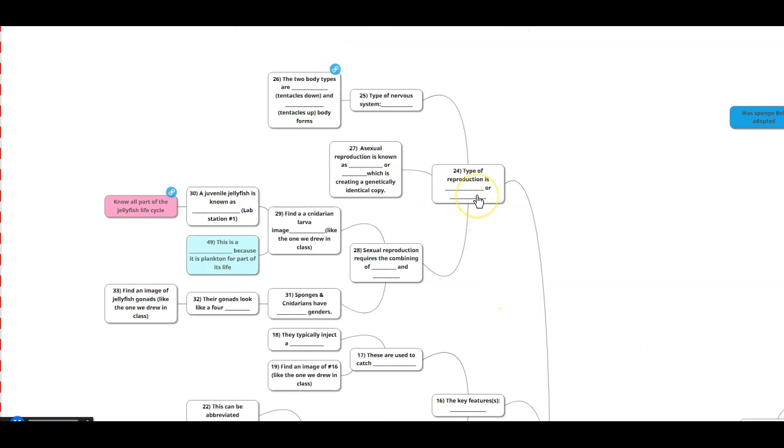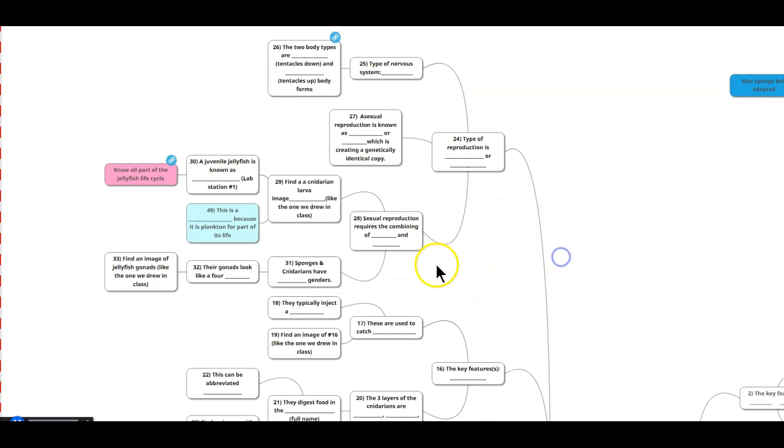Moving on over to 24, what type of reproduction do they have? Again, similar to the sponges, asexual or sexual. For asexual reproduction, make sure you know which are the 2 here. Basically, the same 2 that the sponges do. What type of nervous system? This one, you could have gone one of 2 ways. You could have put nerve net, or you could have put semi, like the starting of a nervous system. All right, what are the 2 body types? This one, I expect you to know. You could use the link if you weren't here. All right, sexual reproduction. This requires a combining of, same with the sponges.